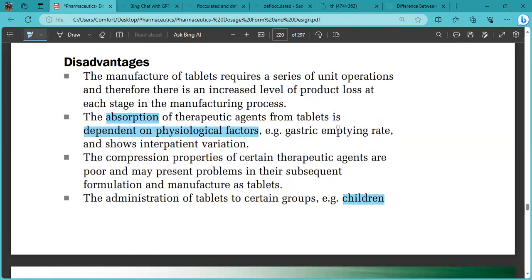The normal disadvantage is that you cannot give them to certain groups of patients, especially if the tablets are large, like children, the pediatrics, and the elderly, the geriatrics. Or if someone is suffering from nausea and vomiting, they will not be able to take the tablets orally. So it's a process of elimination.